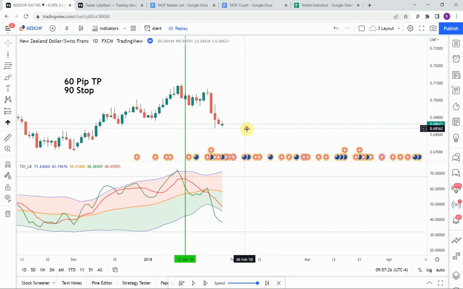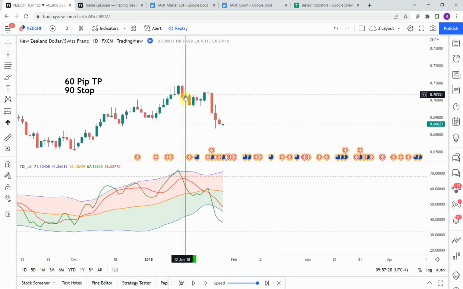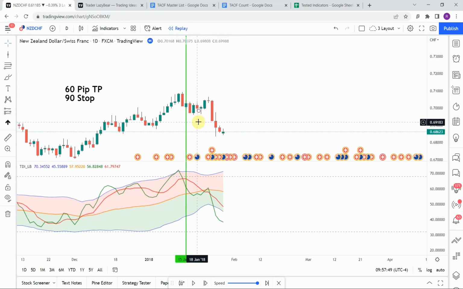All right, so the first signal that we pick up is a short signal. We get that right here as we get that break to the upside, just barely right there. Then we get a cross down below the signal line right here on this one. We get a push to the downside. This red candle wasn't quite enough to get us to our 60 pip take profit. A little bit of a tongue twister there.